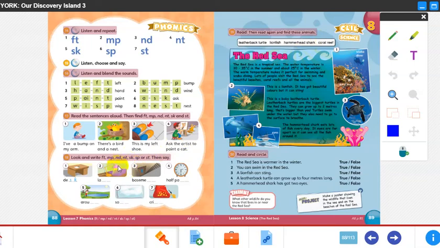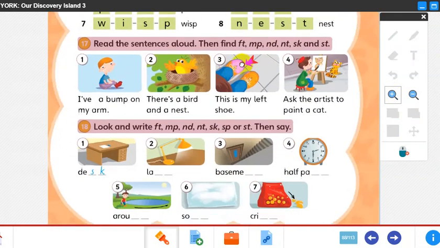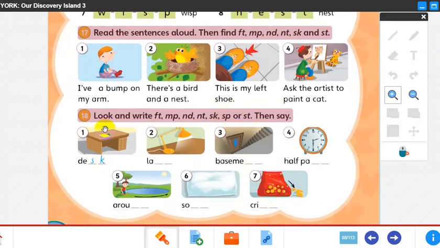So it's time now to move to the next activity, activity 18. Let us read first. We can see the pictures and words clearly. Look and write ft, mp, nd, nt, sk, sp, or st at the end. Then say the words. Here we can see the word desk. If you focus on the picture, you can identify the consonant cluster so easily.